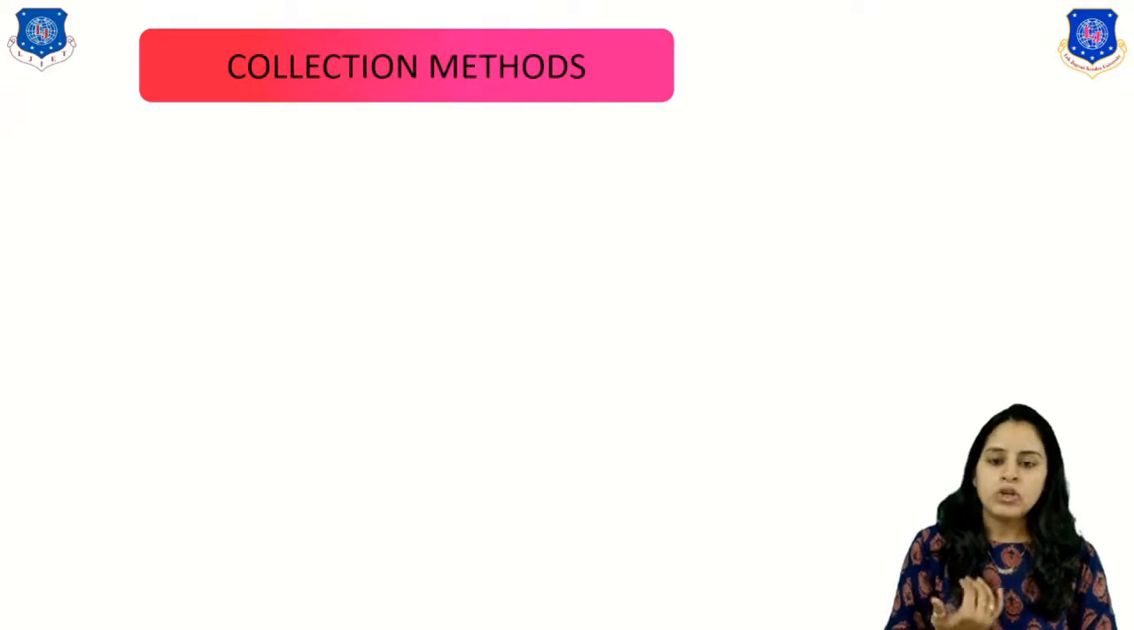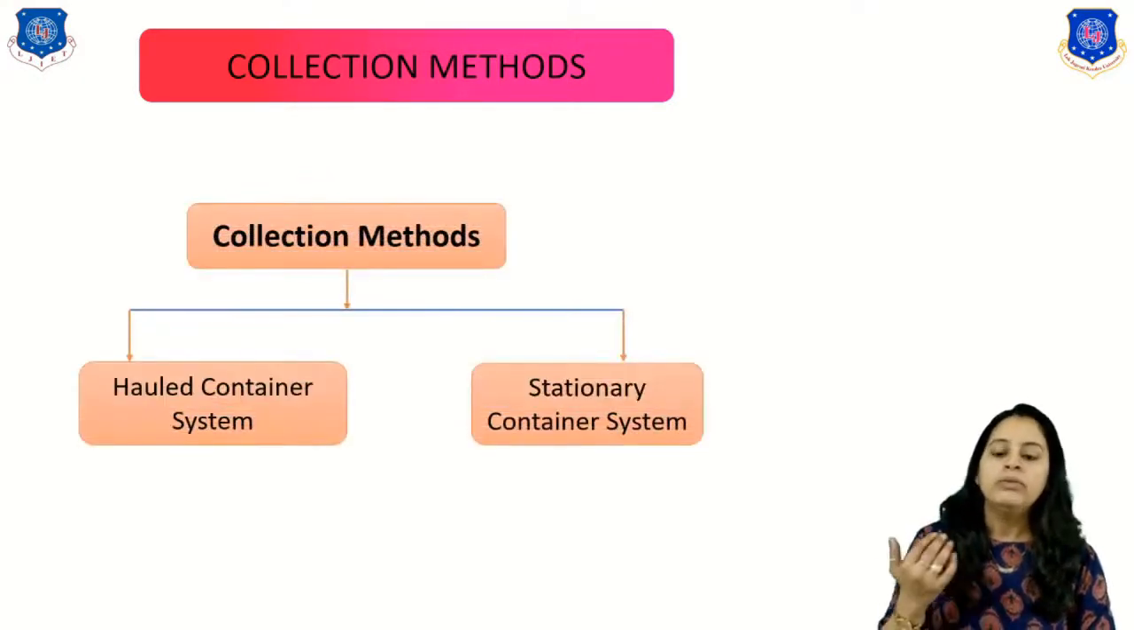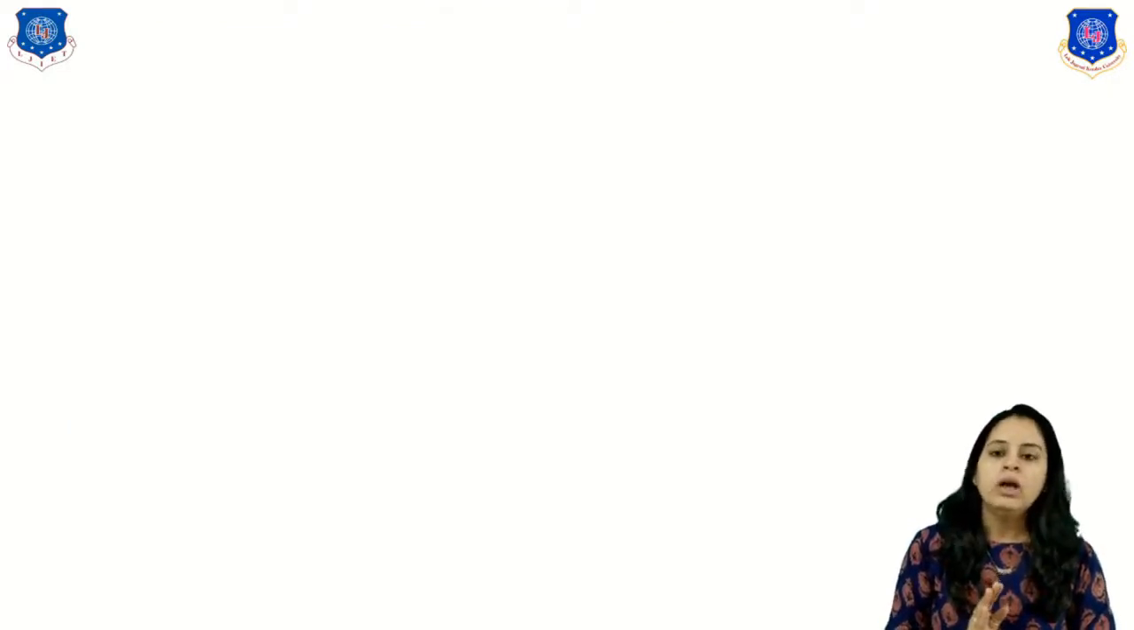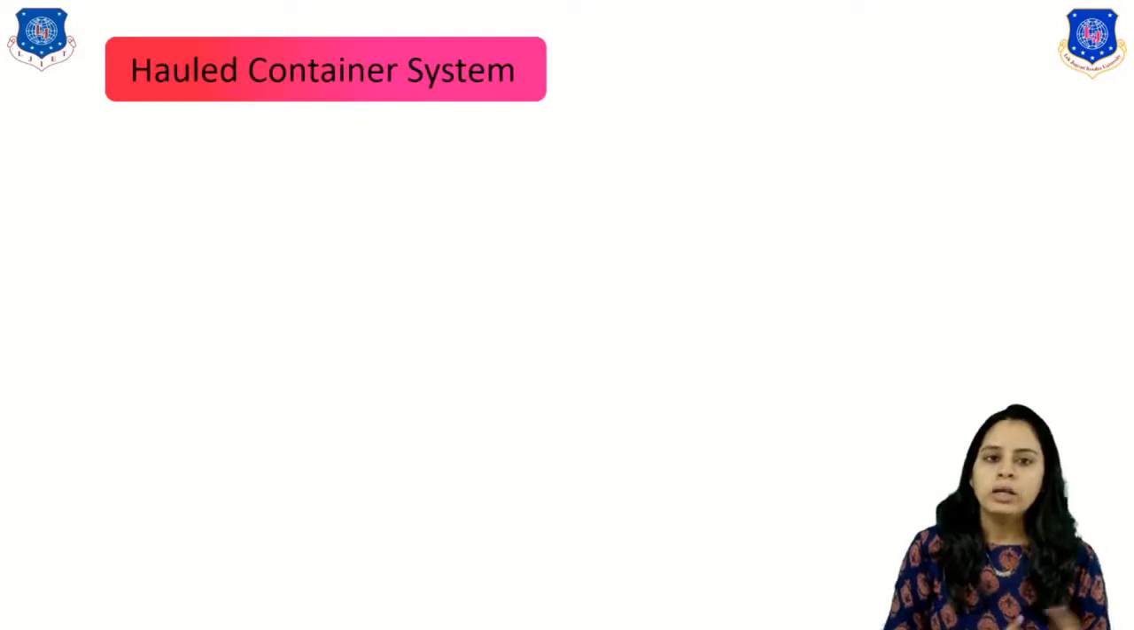Now the next topic is the collection method. That is, how the workmen collect the solid waste. Here the methods are classified into two: the first is the hauled container system, and the second is the stationary container system. First of all, we discuss the hauled container system.